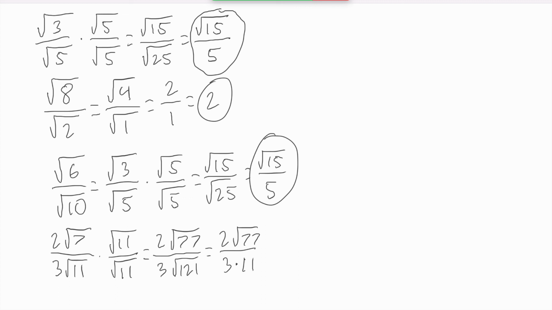So the bottom no longer has the square root, like we were trying to do. And then 2 square root of 77 on top still. And on bottom, 3 times 11 is 33. None of this can reduce anymore. Not even the 77 and 33, again, because one's under the square root and one is not. So this is as far as it can reduce.